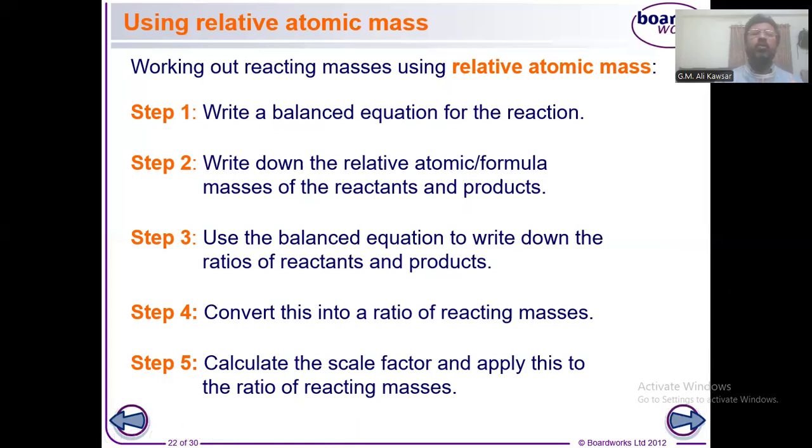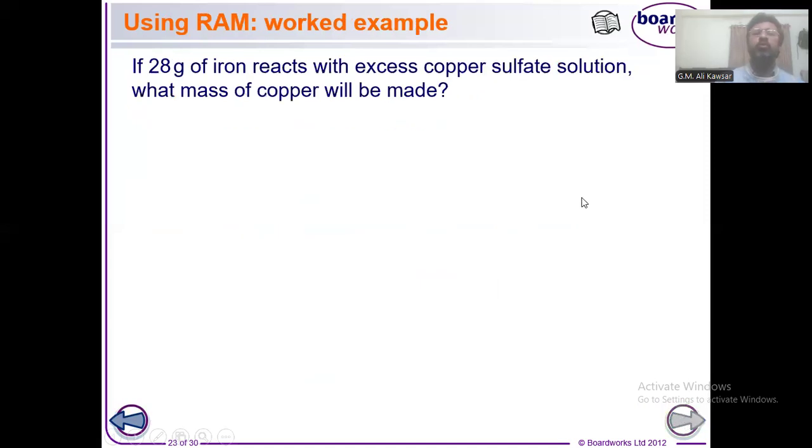Whenever you calculate the amount using a balanced equation, you have to follow the following steps. Write a balanced equation for the reaction first, then write down the relative atomic mass of the reactants and products. Use the balanced equation to write down the ratios of reactants and products. Convert this into a ratio of reacting masses. Calculate the scale factor and apply this to the ratio of reacting masses. Let's see the problem. Then you will understand how we can use those points.